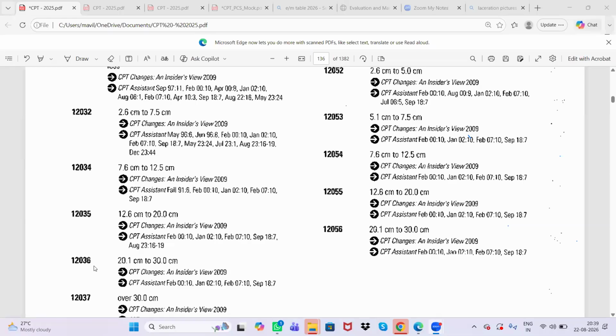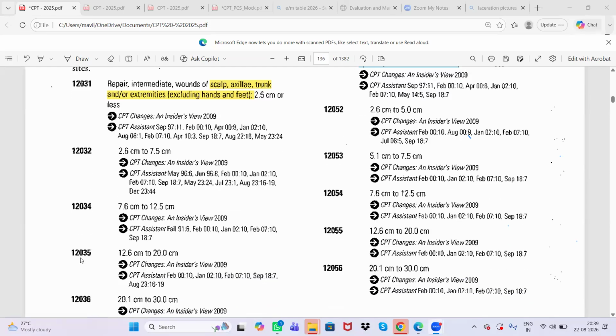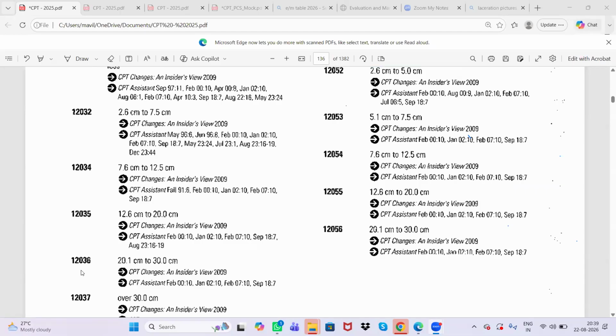Yes, we can add these centimeters all together. We should not code the individual codes again and again. For the 5 centimeters it is 12032 and for another 20 centimeters it is 12035. This is not the coding. You can combine all the centimeters together. For the question which I have given, 12036 is the right answer.